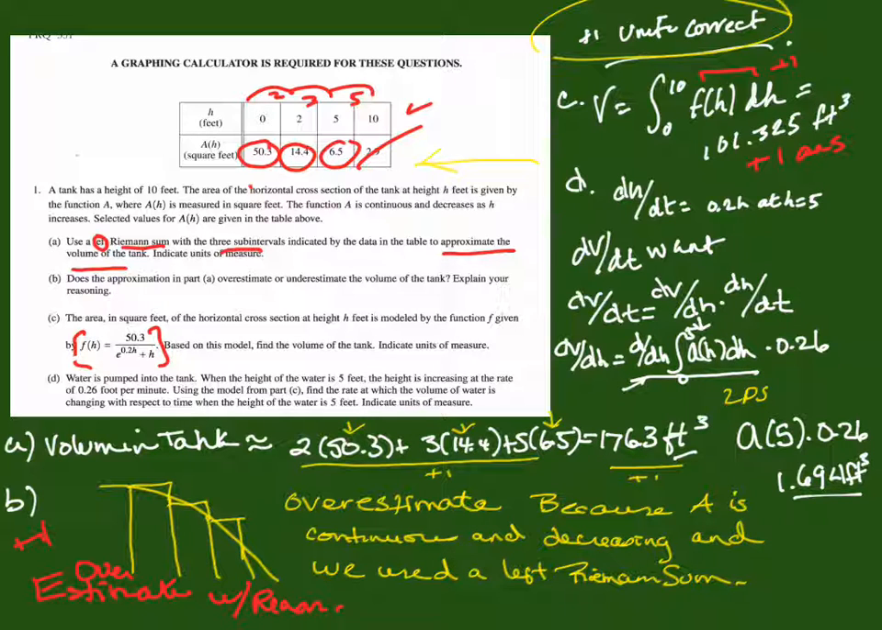Now, that was worth altogether 3 points. If you got dV/dt set up right here, you get 2 points for that and 1 point for the answer. So that should be 9 altogether, and that was FRQ 351.